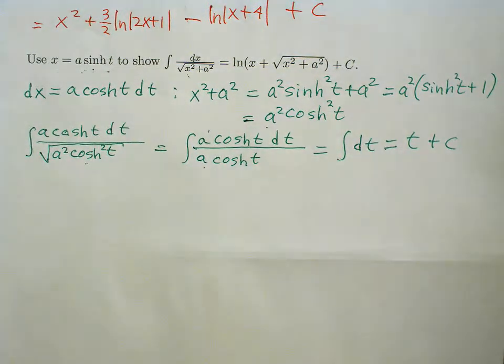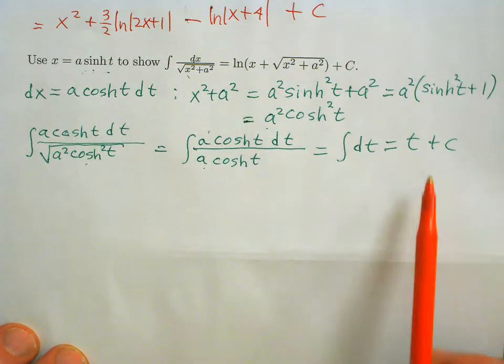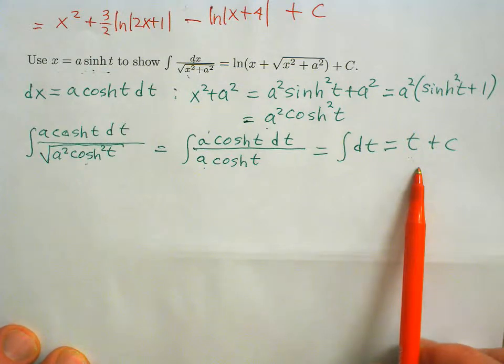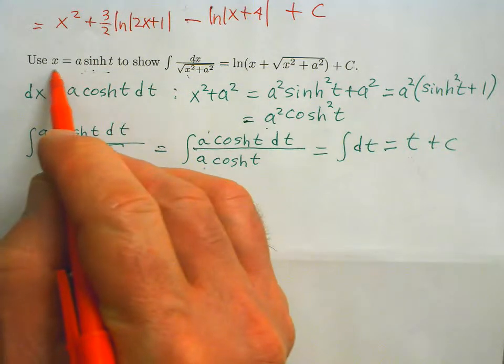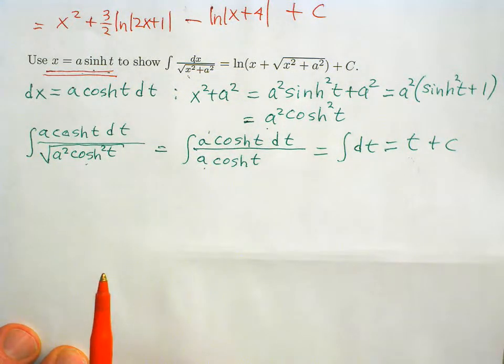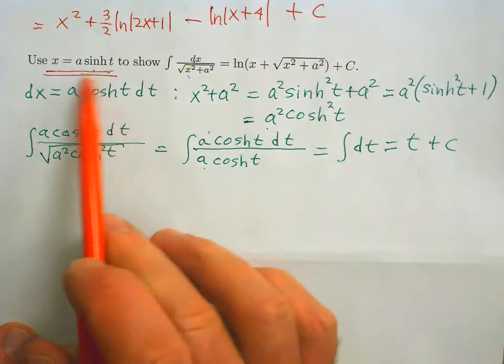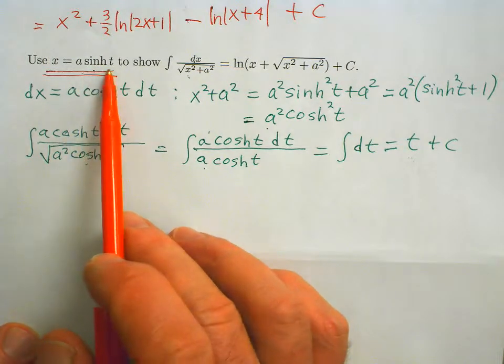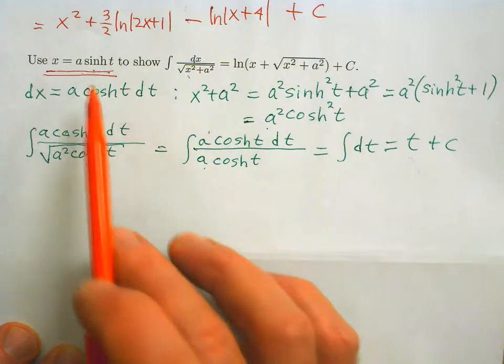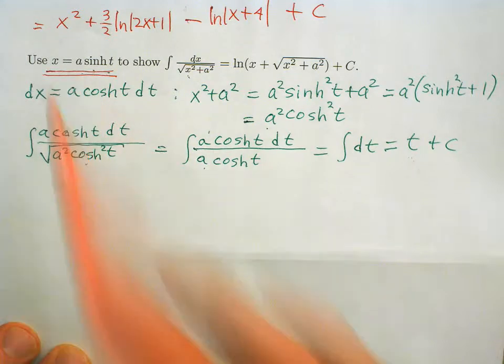Okay, so now what? We want to know what this is in terms of x. Well, that's where our substitution comes into play. x is equal to a times hyperbolic sine of t. So we're just going to use that fact and solve for t.